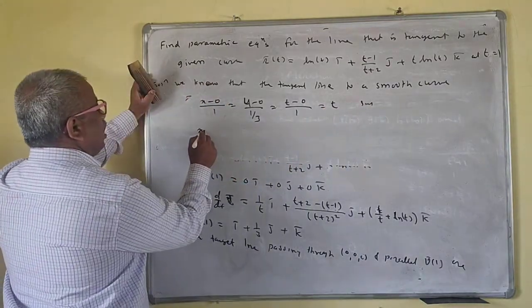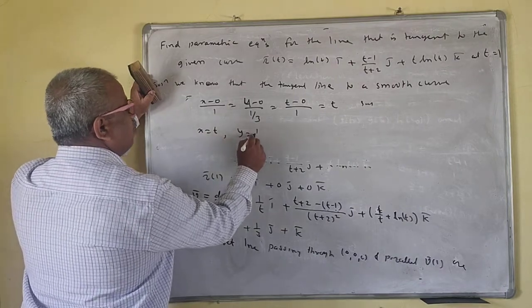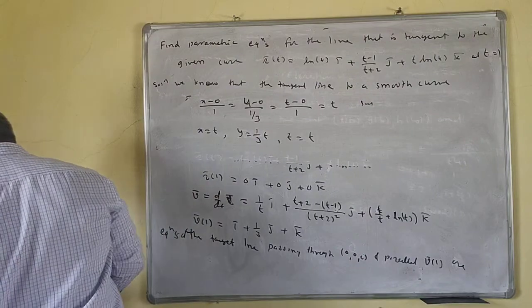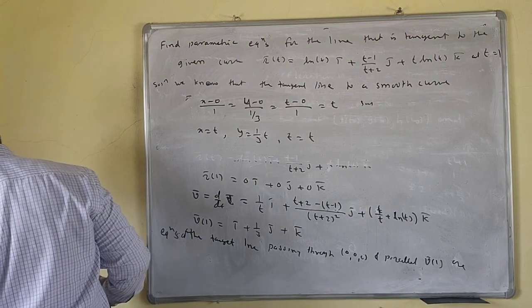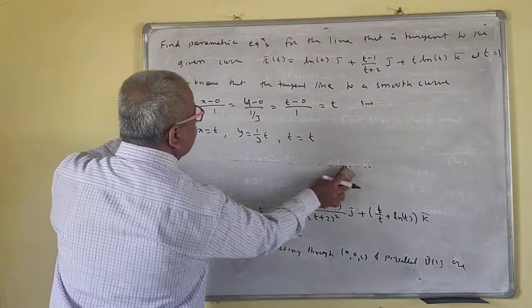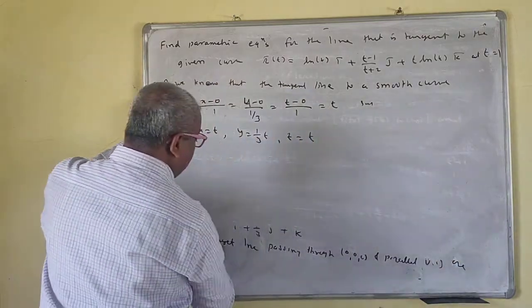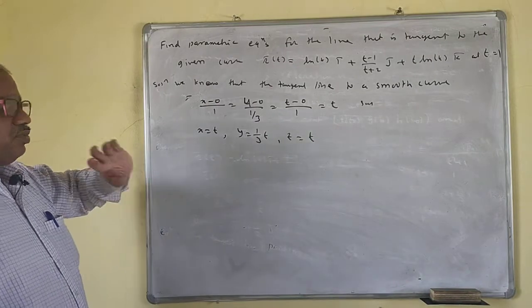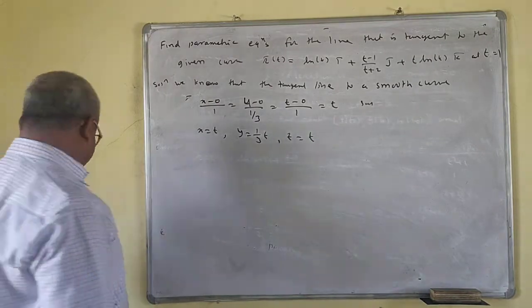Okay. So this is what? x is equal to t, y is equal to 1 by 3 t, z is equal to t. Okay. So these are the equations of the tangent line. These are the parametric equations of the tangent line.